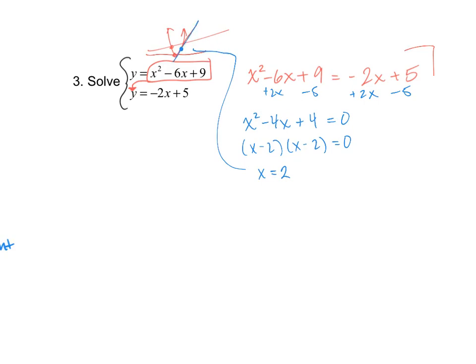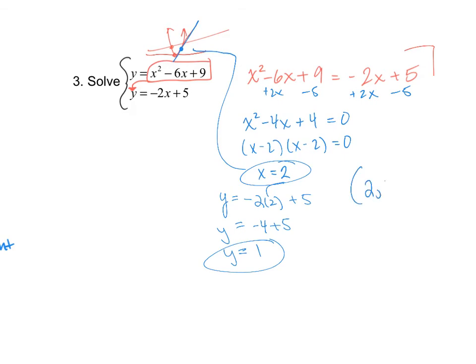So if I want to find the y value for that, I'm going to plug in to, let's see, the second equation looks a little easier. So we'll have y equals negative 2. We'll plug that in, plus 5. That's negative 4 plus 5. So y will equal 1. So the point where these two things intersect is going to be 2, 1.